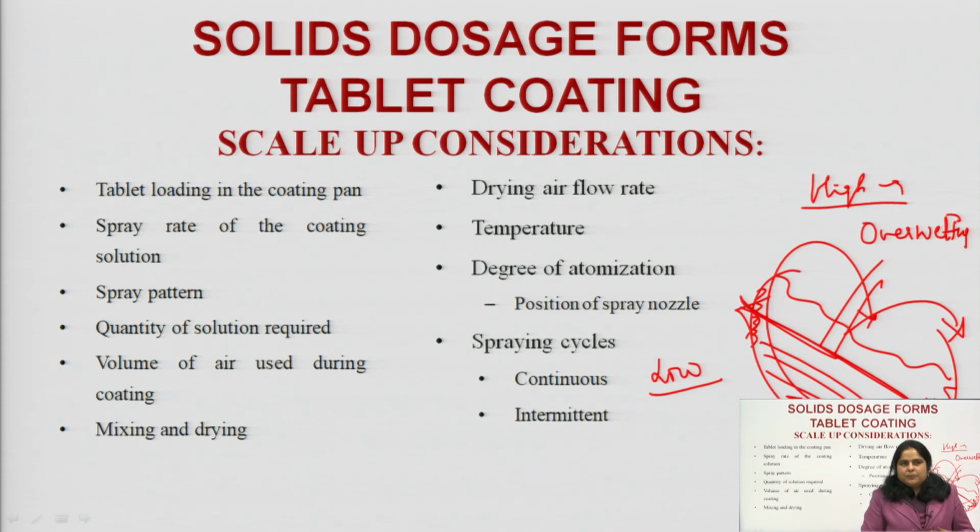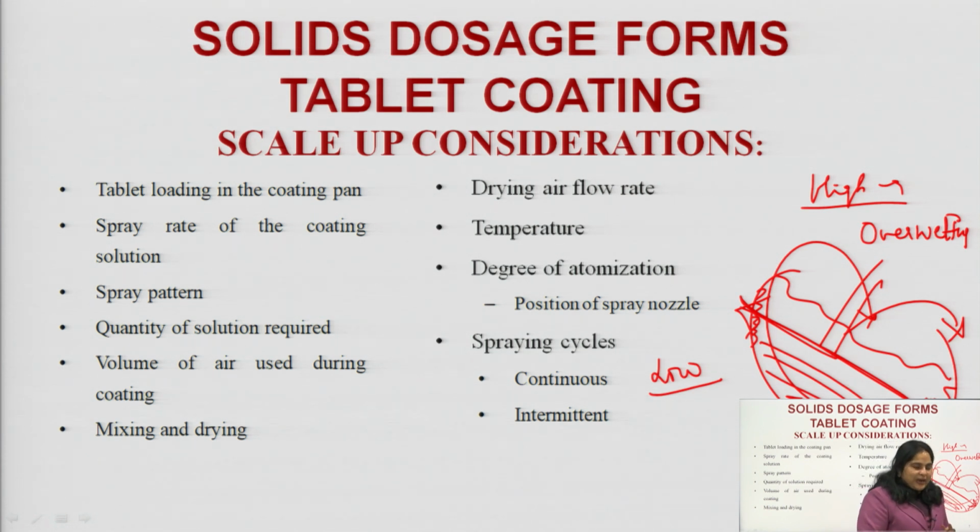Then the next one is quantity of solution required. This has to be calculated prior to the experimentation, so as to prevent excess coating solution from going to waste. Then the next one is volume of air used during coating, because the coating solution is evaporated, is dried with the help of air. So, what quantity of air is to be inserted into the coating pan is very important for the drying process or the evaporation of coating solution.